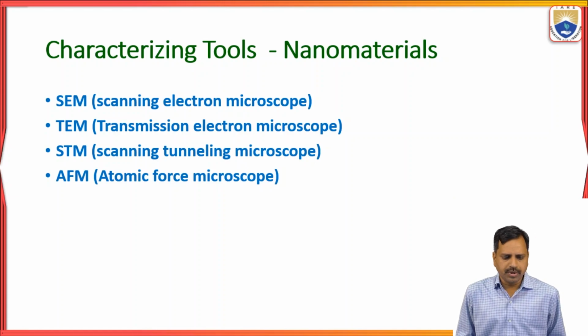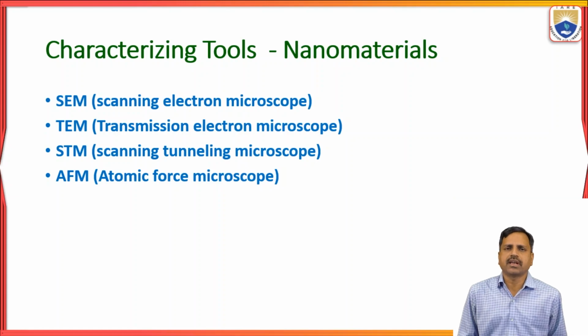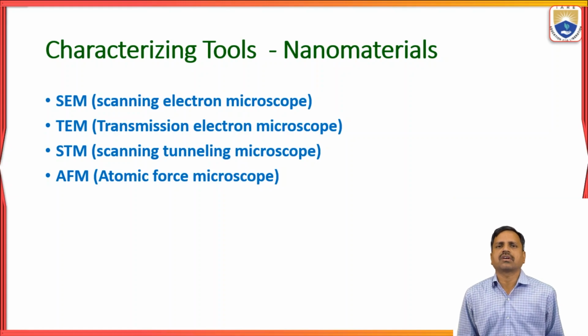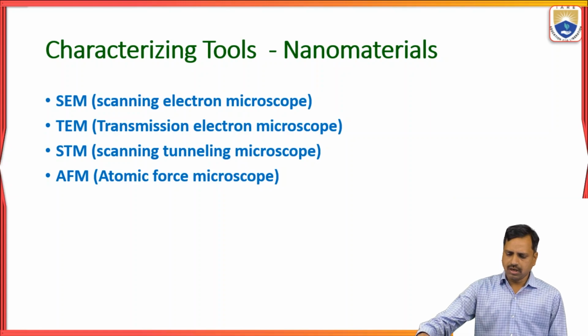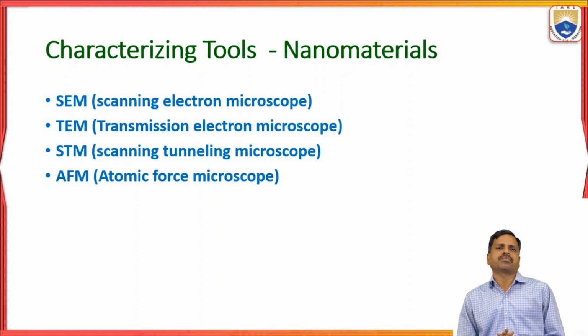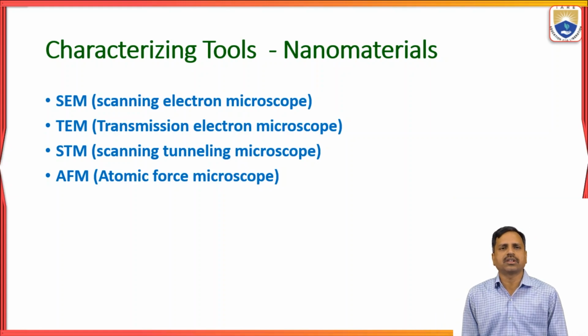Based upon the synthetic route, there are various techniques available. The main characterization when we have synthesized nanomaterials is SEM. SEM will give a picture of the materials and in what size. It shows which dimension it is: maybe one-dimensional, two-dimensional, or three-dimensional.